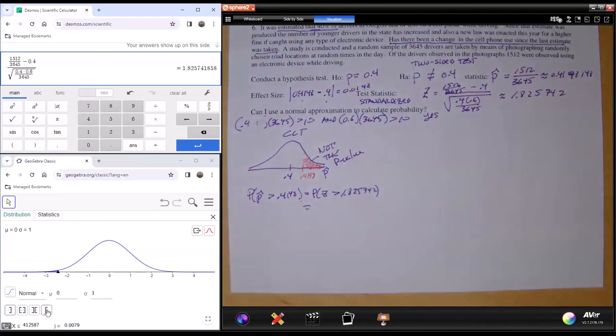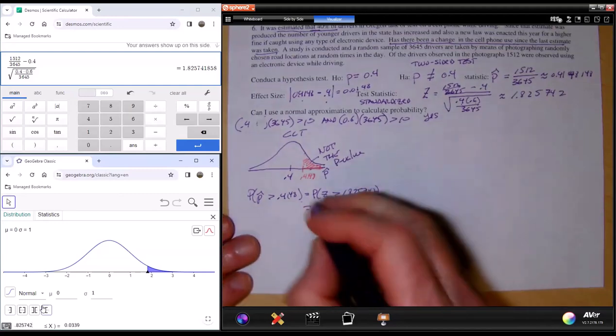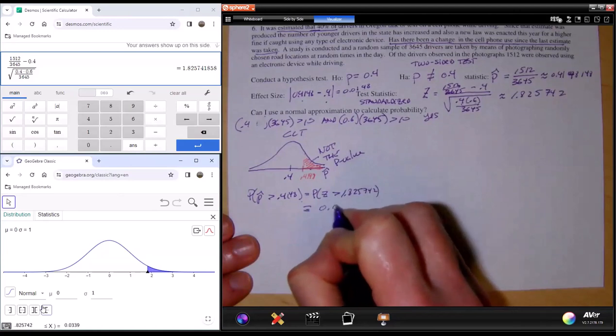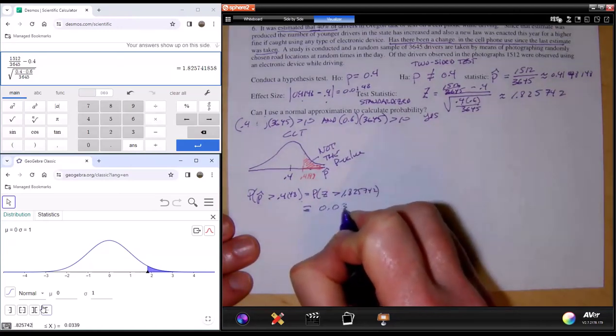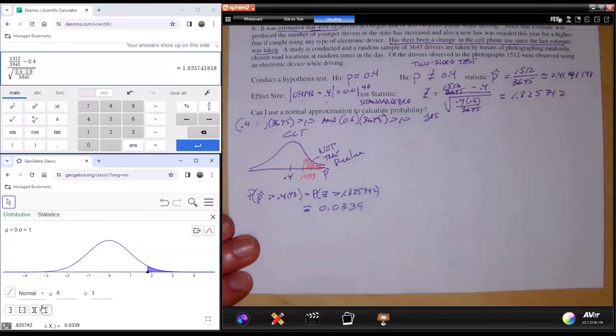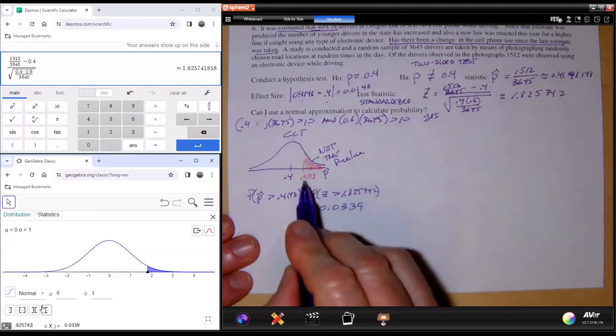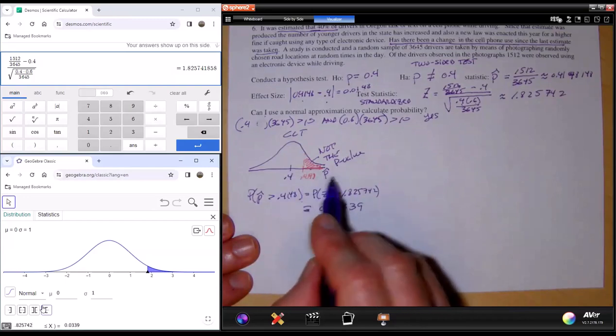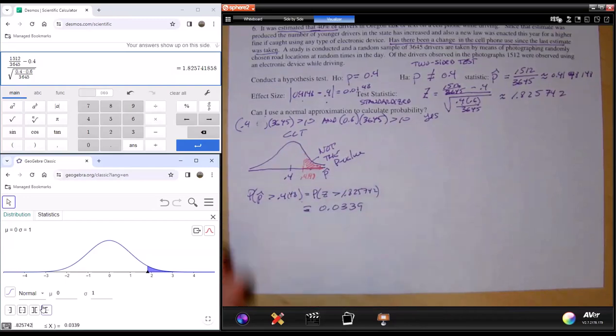Go to the right, click to the right, and enter 1.825742. 0.0339, again, so approximate to 4 decimal places. This is the chance of observing 0.4148 in statistics, if this is correct, or even more extreme, but that's not the p-value. What is the p-value?